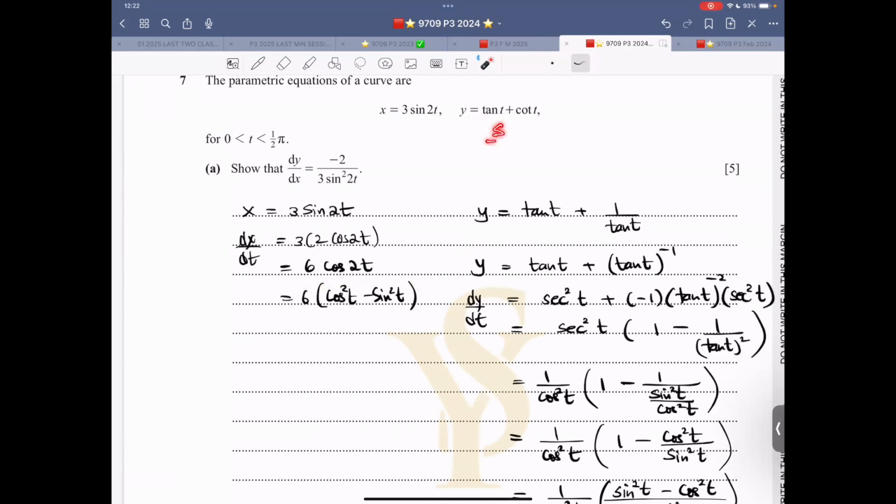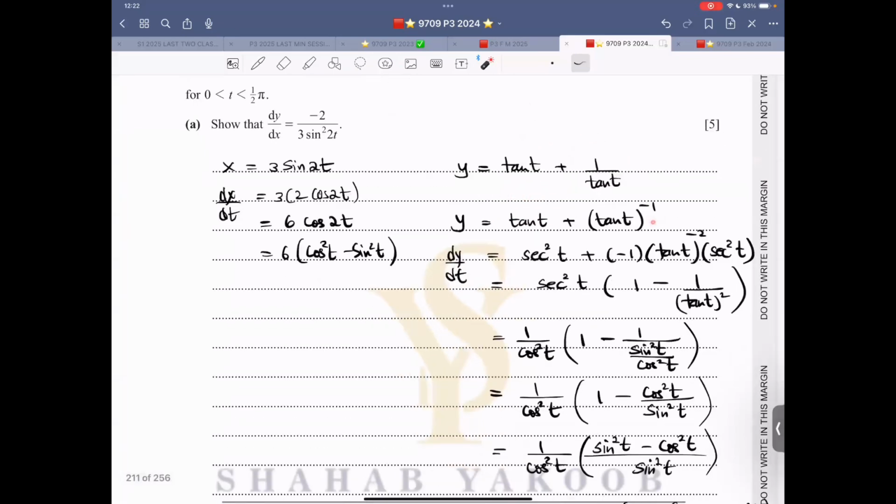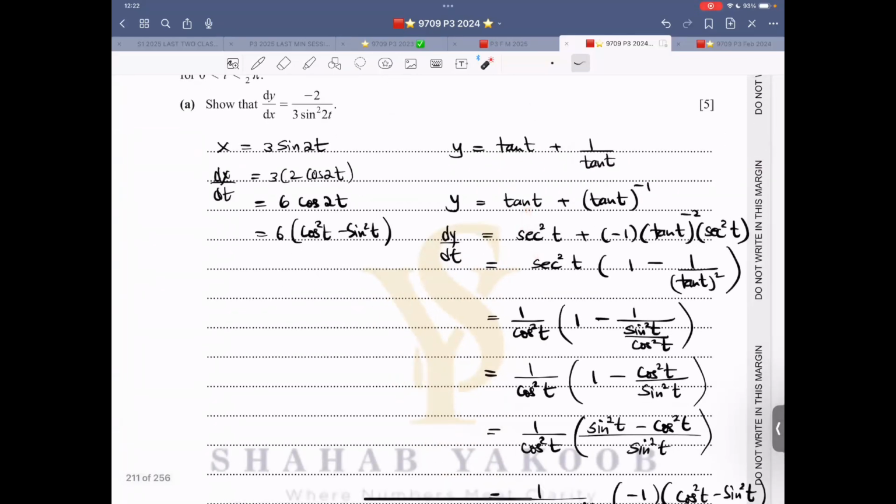I can write tan as sine over cos, and then cot as cos over sine, and then work it out, but it was getting messy. So I wrote tangent as tangent. I wrote cot as 1 over tan t. Then I took it up. Tangent t, direct differentiation. Tangent t, this is chain rule. -1, tangent, -2, derivative of bracket. Then I took sec squared t common out.